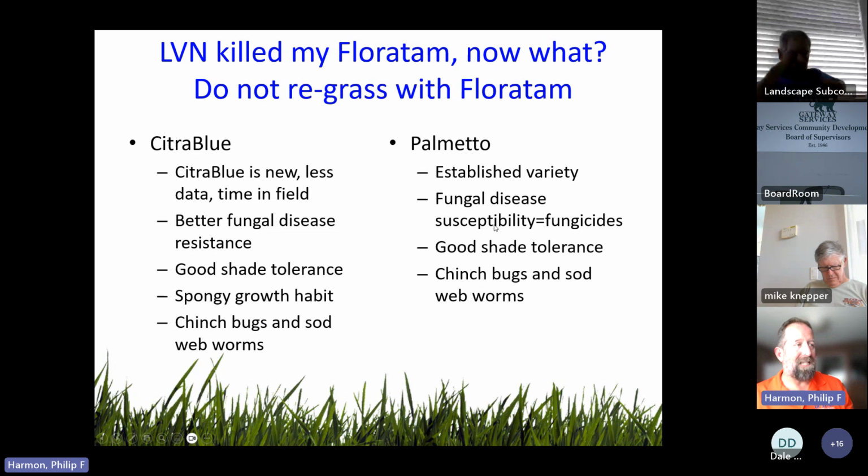It has fungal disease susceptibility. We can deal with that with fungicides, but Palmetto, if we use that, we should expect is going to require some fungicides to prevent large patch or brown patch disease, gray leaf spot, and take-all root rot from killing that turf. Turf can die from a lot of different reasons. Palmetto requires fungicides to prevent fungal disease.